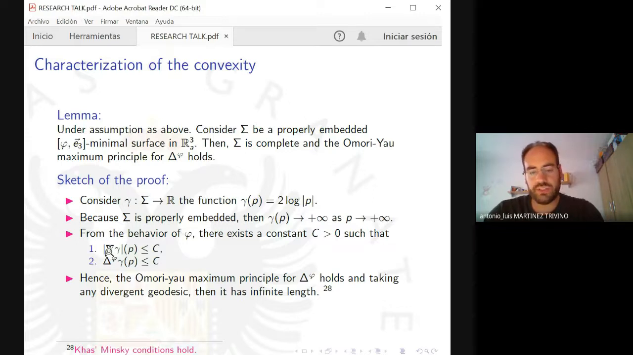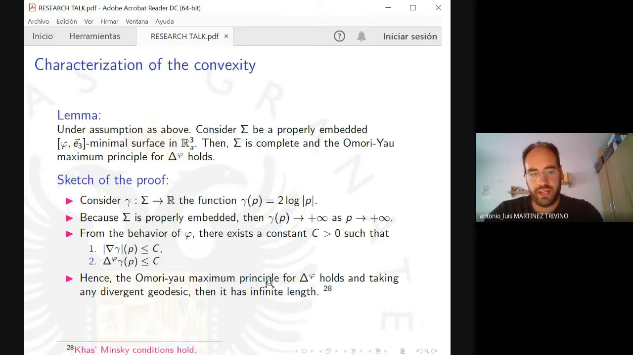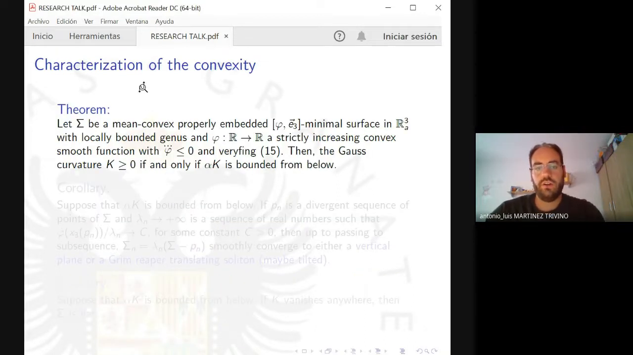Consequently, from a work of Luis Alías, Mastrolia, and Rigoli, the Omori-Yau maximum principle holds for the drift Laplacian, and taking any divergent geodesic or any divergent curve, the curve has infinite length. This property proves the completeness of this family of surfaces. Okay, our result of characterization of the convexity is the following theorem.